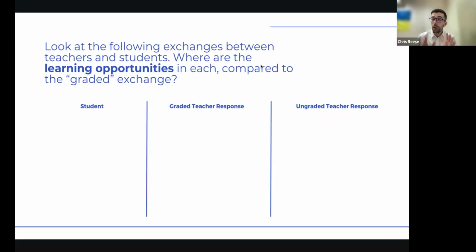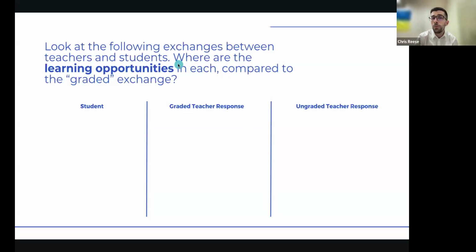I'm going to show us three things. One's going to be something a student will say. In the middle column, you'll see a graded teacher response. That is a highly graded, very simplified way of responding. On the right, you'll see a not completely ungraded, but let's say a less graded version.